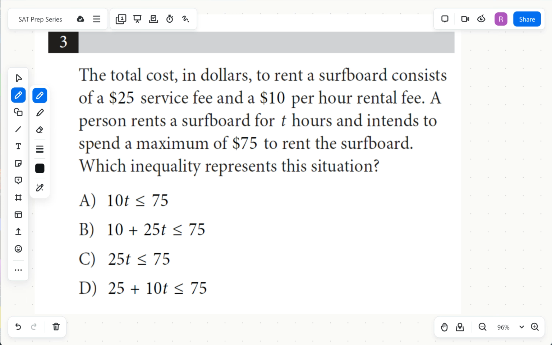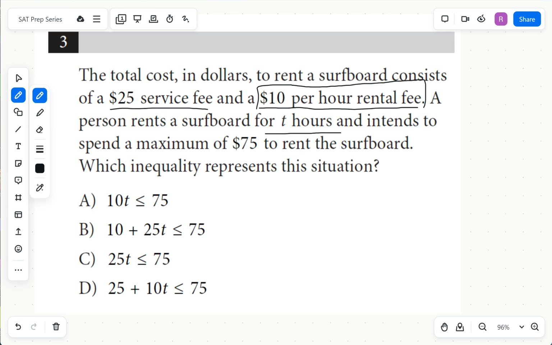So when I'm completing a question like this, the first thing I'm going to do is highlight some of the key information. So they define a variable for me. They give me a cost, and they give me a flat fee, right? So the variable they give me is T hours. That's how long I'm going to rent the surfboard for. And then they tell me it's going to cost me $10 per hour to rent that surfboard on top of a $25 flat fee.